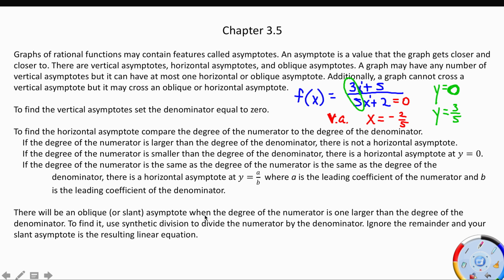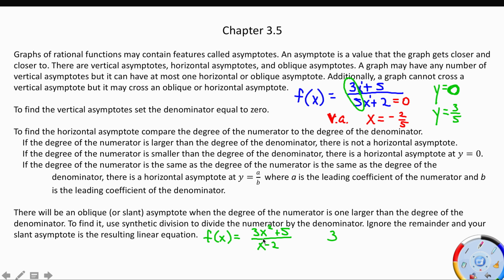There will be an oblique asymptote when the degree of the numerator is 1 larger than the degree of the denominator. So for example, if the degree of the numerator was just 1 larger than the degree of the denominator, I'm going to do synthetic division.